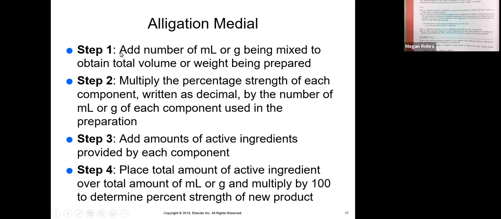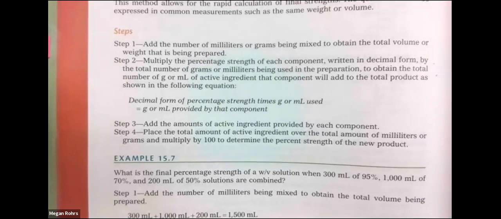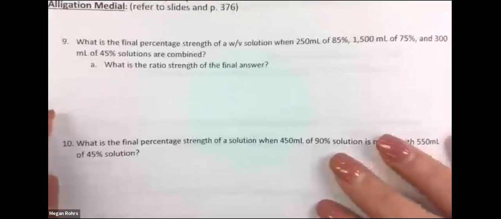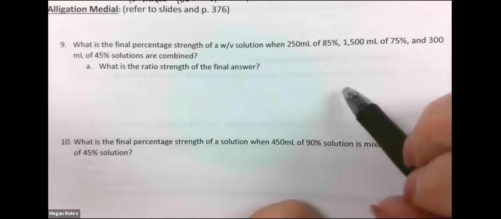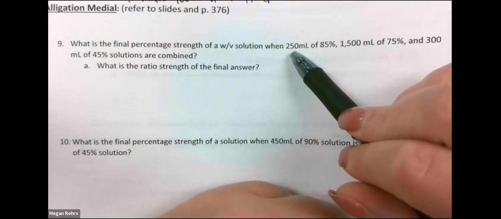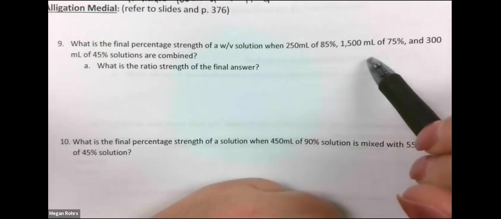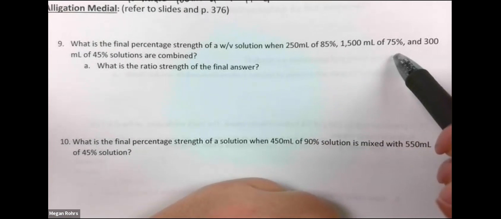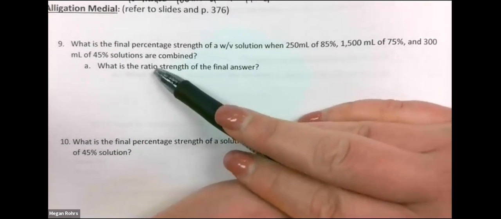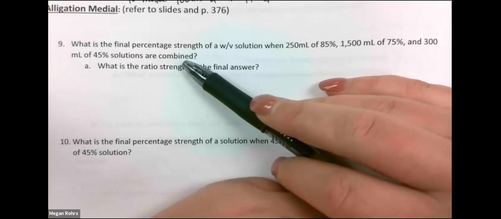So step 1, add the number of mLs or grams being mixed to obtain a total volume or weight that is being prepared. Okay. So let's take a look at this example on the worksheet. So number 9. It says, what is the final percentage strength of a weight to volume solution when we're mixing 250 mL of an 85%, 1,500 mL of a 75%, and 300 mL of a 45% solution together, okay?